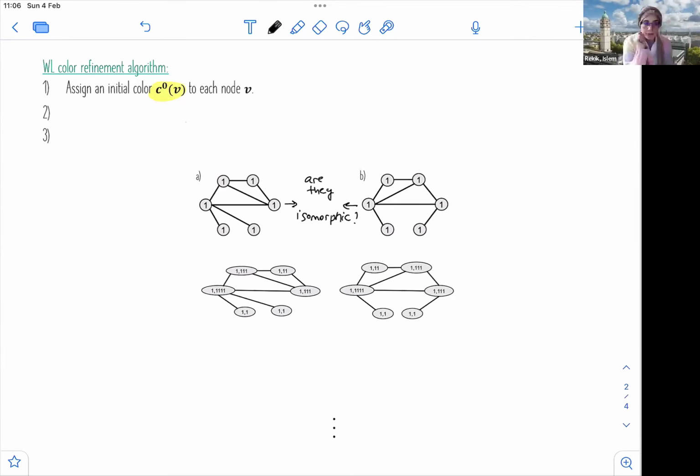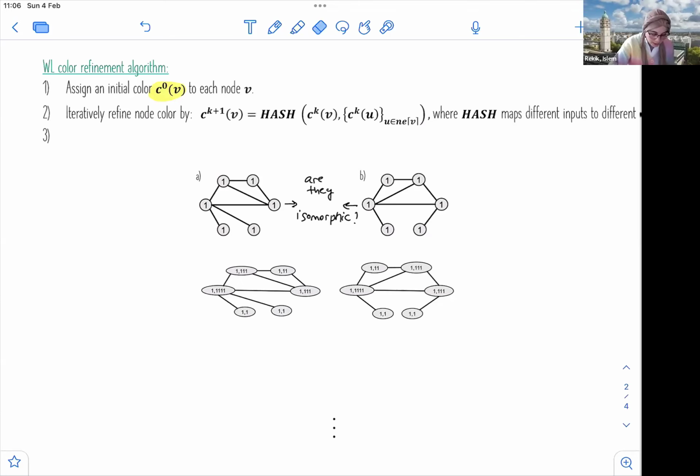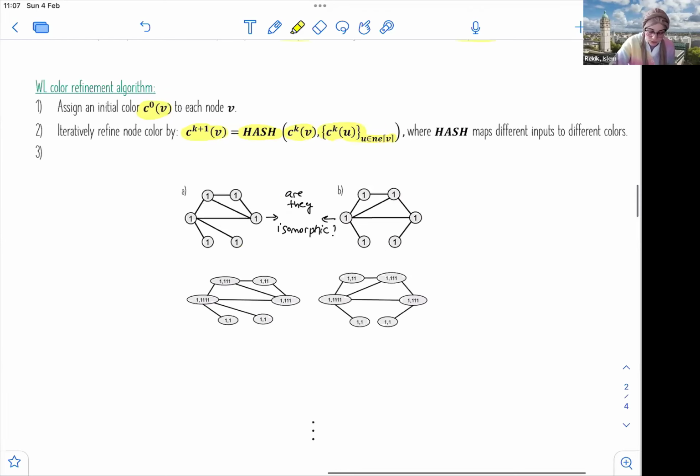So now the first thing, we assign initial color in the WL color refinement algorithm. So this is the test that we're doing. The second step is basically to iteratively refine the node color by using a hashing function. The color of node v is updated using its color in the previous iteration, and also an aggregation of the color of its neighbors.